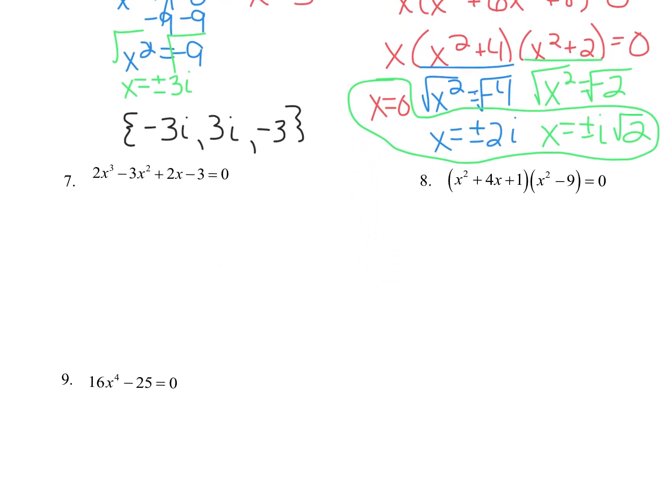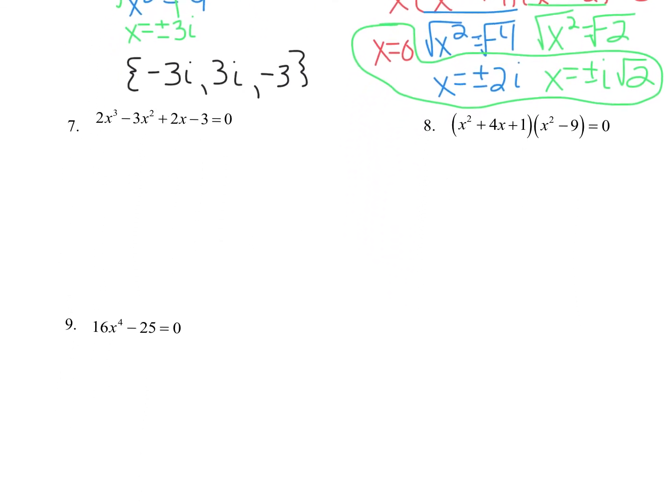And we have about 3 more. So in this one, once again, it's grouping. We haven't done a grouping in a little while. We've had a lot of those x to the 4th ones. So here I take out an x squared, and I have 2x minus 3. Here I'll take out a positive 1, and 2x minus 3.